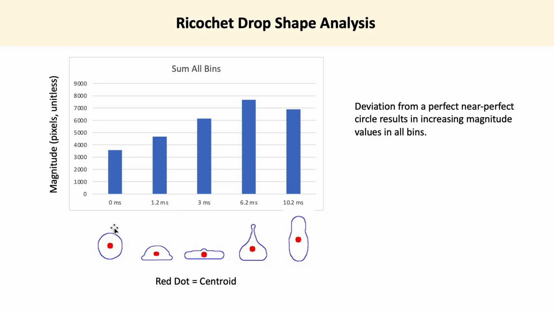So, for these shapes, we define the origin as the centroid of the shape, and we use a 360 degree radial grid instead of a 180.